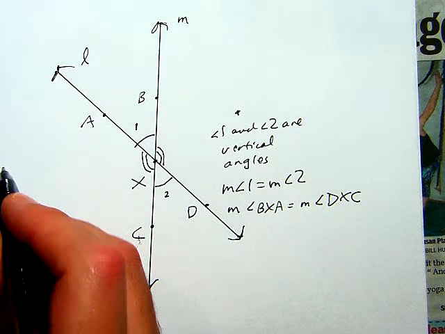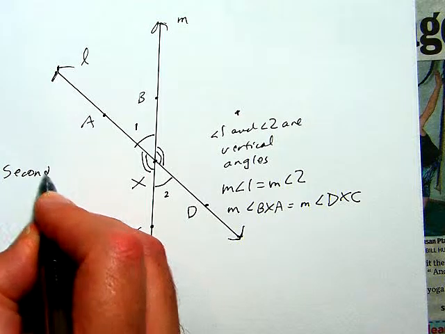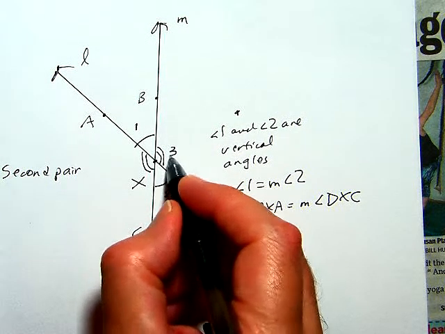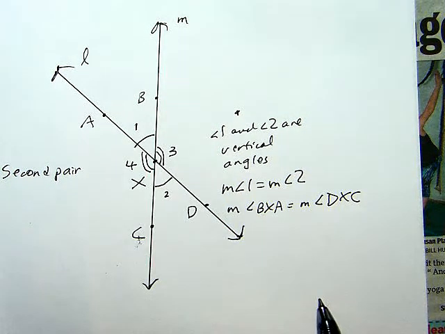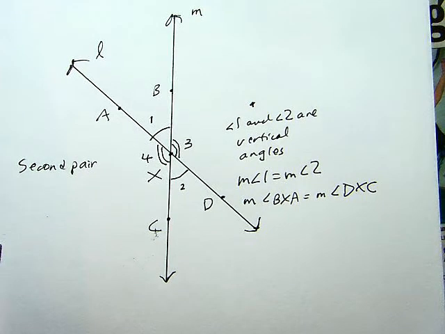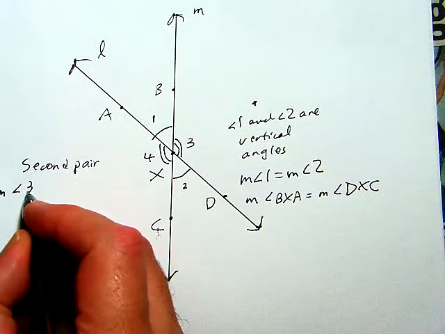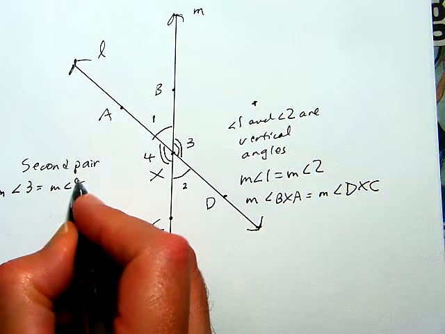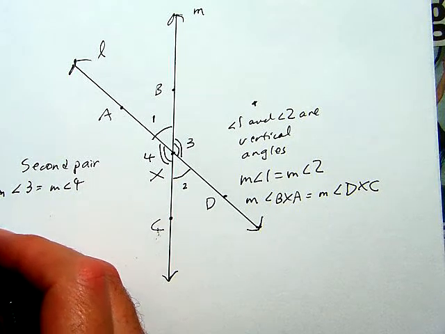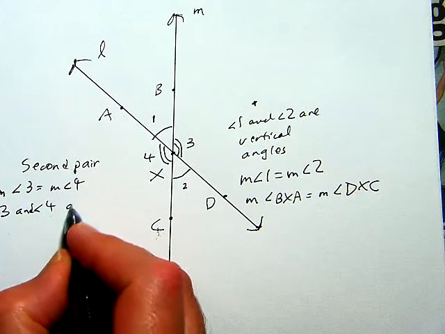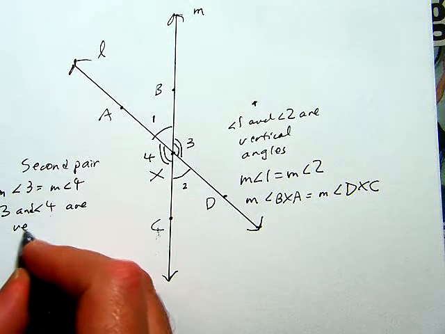But now we've just drawn another pair of vertical angles. So our second pair, we can label these angle 3 and angle 4. So for the second pair, we're saying that the measure of angle 3 equals the measure of angle 4, and that angle 3 and angle 4 are vertical angles.